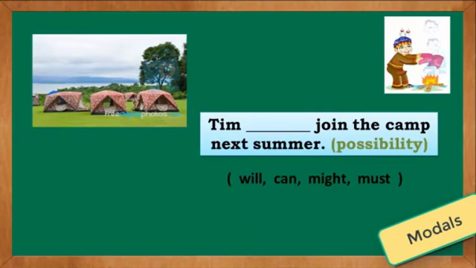The last one, Tim blank join the camp next summer. The modal verb needed in this sentence means a possibility. Is it will, can, might, or must? The correct answer is might. Tim might join the camp next summer. Might is a modal verb which means a possibility.